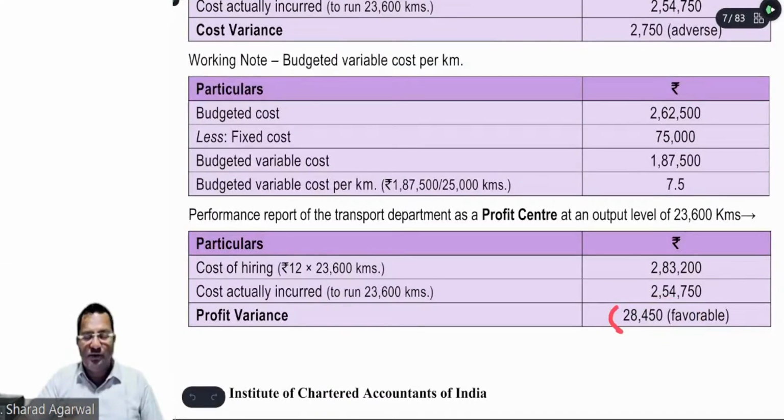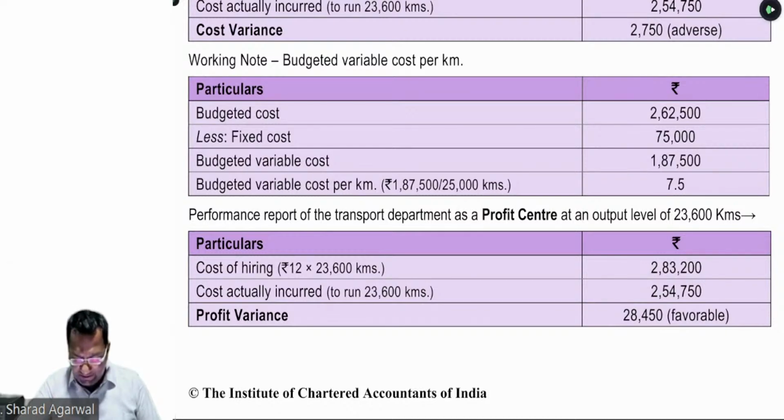In other words, the profit generated by the department will be 28,450, because जो vehicle अगर हम बाजार से हायर आउट करते तो इट विल कॉस्ट अस 2,83,200, while the transport department has incurred just 2,54,750. In other words, the transport department has saved 28,450, and saving its cost is indirectly increasing the profit of the organization. ठीक है बेटा.